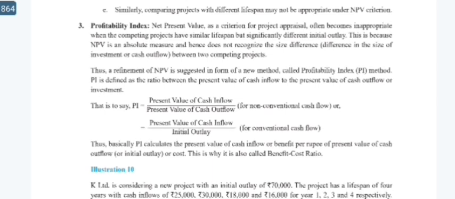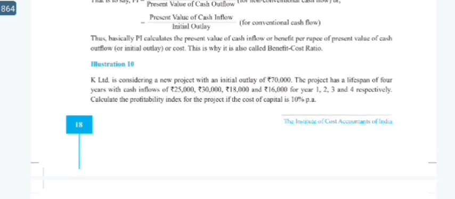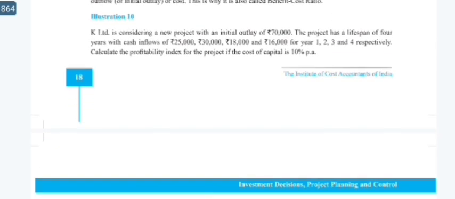Okay, let's start on illustration number 10. X Limited is considering a new project with an initial outlay of 70,000. The project has a life of 4 years with cash inflow of 25,000, 30,000, 18,000, 16,000 for year 1, 2, 3 and 4 respectively. Calculate the profitability index for the project if the cost of capital is 10% per annum.